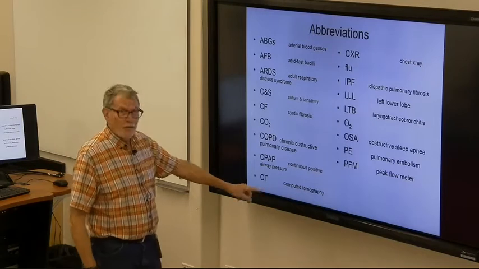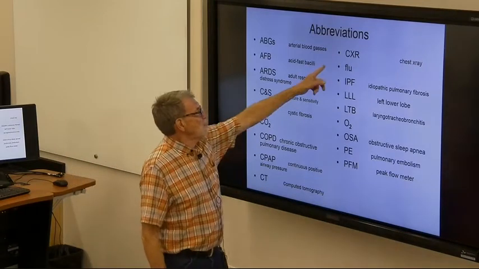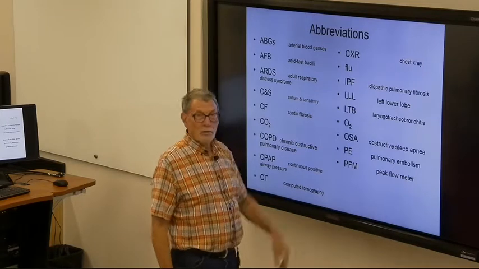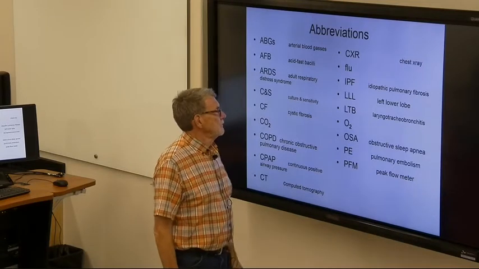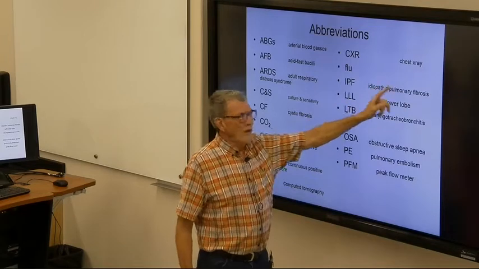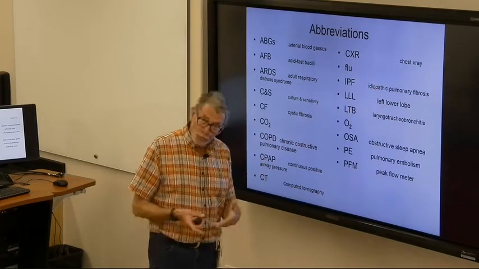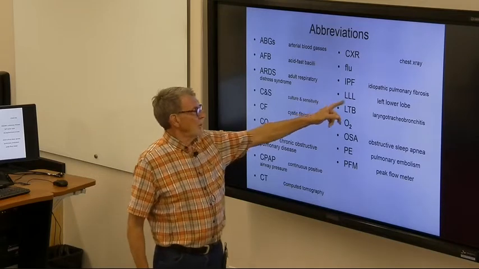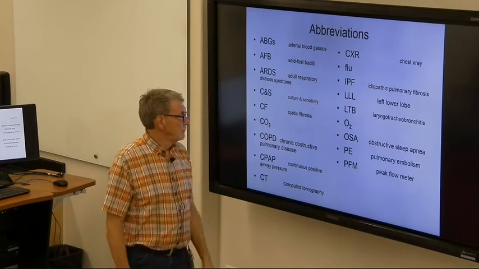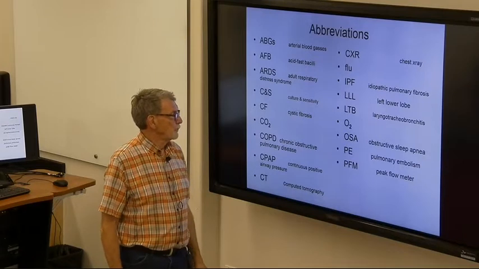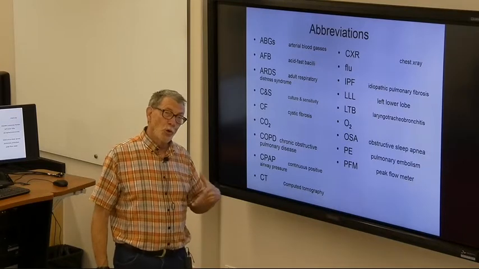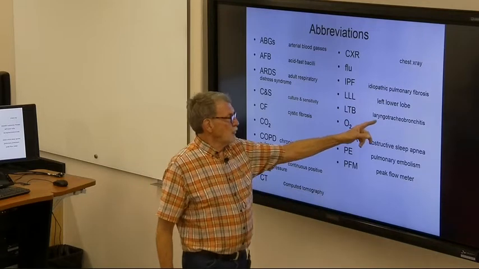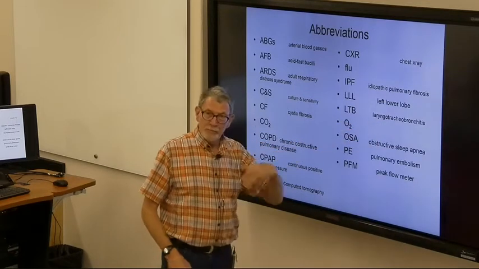Computed tomography, CT scan, chest x-ray, flu for influenza, idiopathic pulmonary fibrosis. Fibrosis of the lung, so you can't inhale. Left lower lobe of the lung. Remember, on the left you only have 2. You've got 3 on the right. Laryngotracheobronchitis, LTB. Got it everywhere.